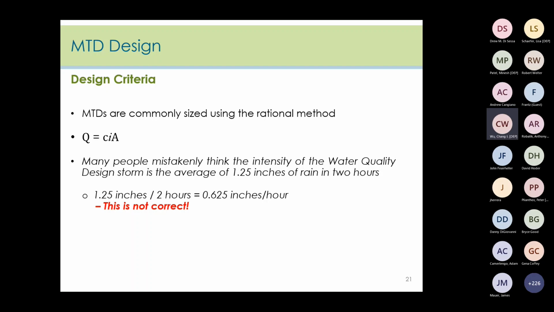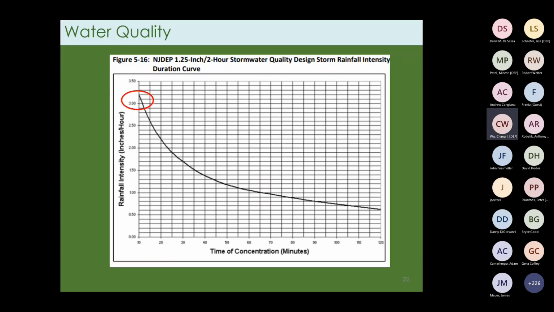In the rational method, the peak flow rate equals the runoff coefficient times the rainfall intensity times the drainage area. Many people mistakenly think the intensity of the water quality storm is the average of 1.25 inches of rain over 2 hours, which becomes 0.625 inches per hour. That's incorrect because the rainfall intensity is nonlinear. It cannot be averaged. It's a nonlinear curve.